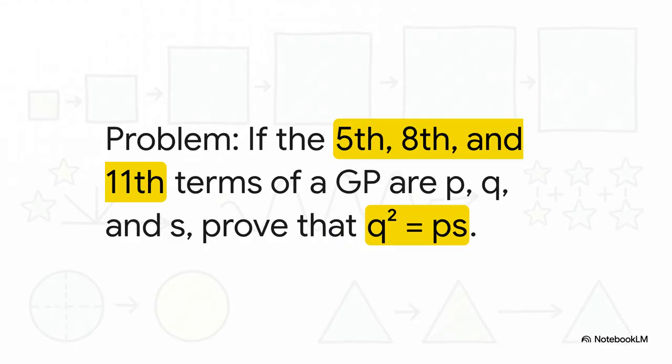So you might be asking, when am I ever going to use that? Well, here's a perfect example from a real exam. This question looks tough, right? But it's just a direct test of the geometric mean. Look at the term numbers, 5, 8, and 11. See how the 8th term is smack in the middle of the 5th and 11th? That means P, Q, and S act just like 3 consecutive terms. So the rule has to apply. Q squared equals P times S. It's a classic test of that principle.